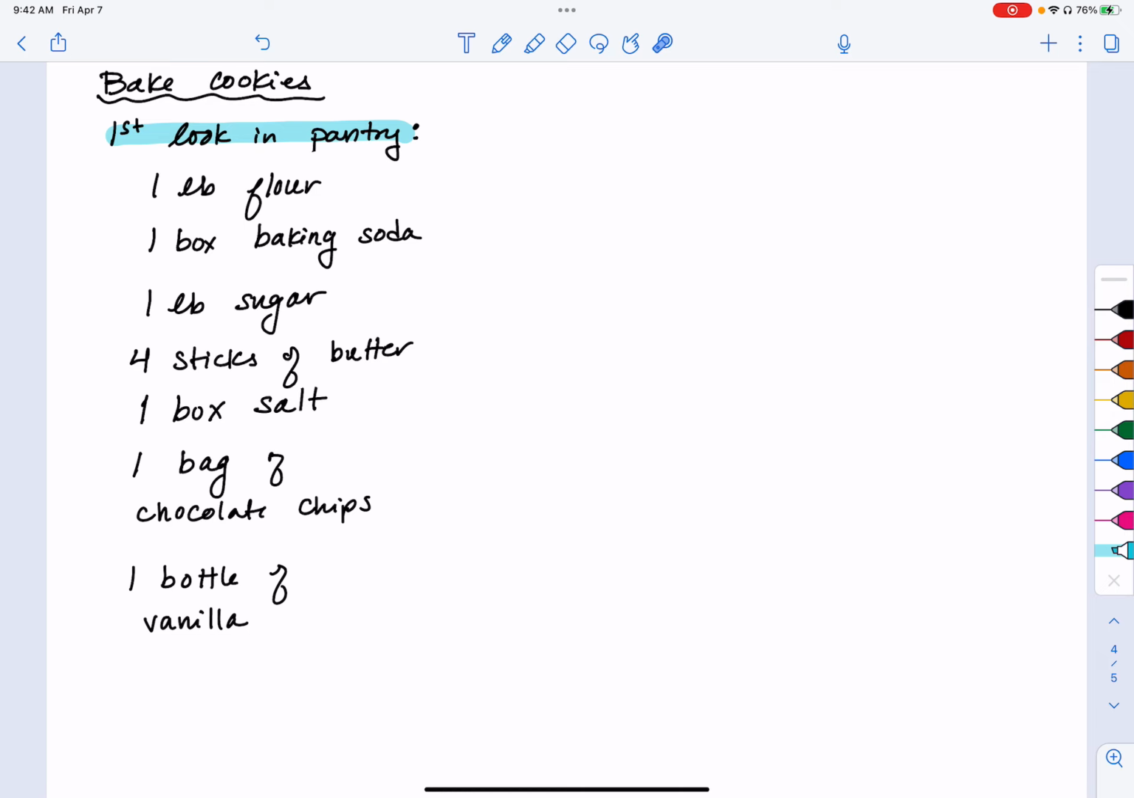Now, realistically, if I'm thinking about actually baking cookies, I know that I'm not going to just throw the entire bag of flour in with the entire box of baking soda, the entire bag of sugar, all 4 sticks of butter, the whole box of salt, whole bag of chocolate chips, and the entire bottle of vanilla, because we understand from our baking experience that putting everything together in a 1 to 1 to 1 to 1 to 1 to 1 ratio is not how I would make cookies. So what I would probably do second is consult my recipe.